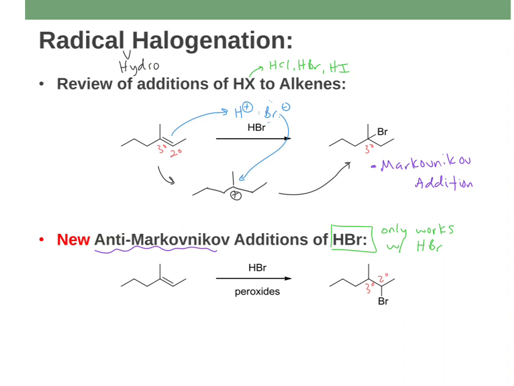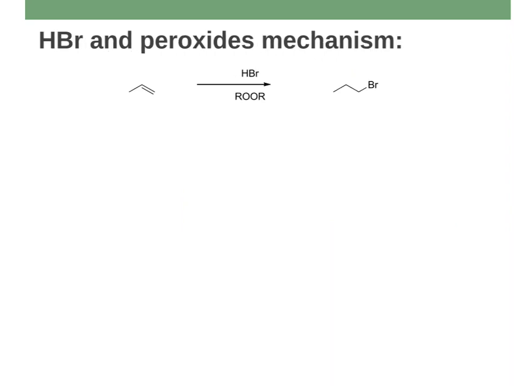And this goes through a totally different mechanism. Because there's peroxides involved, the idea is that this peroxide allows us to go through a radical mechanism. Whereas up here, we didn't have a radical mechanism. This is just our normal two-headed arrows. We had all of the heterolytic cleavages. This is going to involve all homolytic cleavages and radicals. So let's take a look at what the mechanism is going to look like.